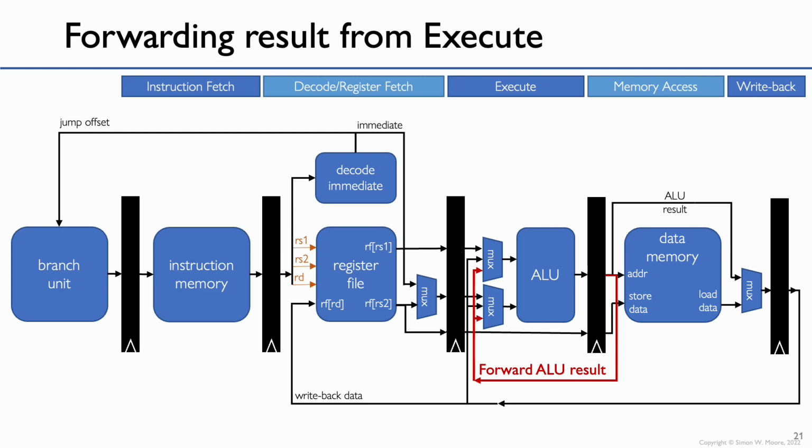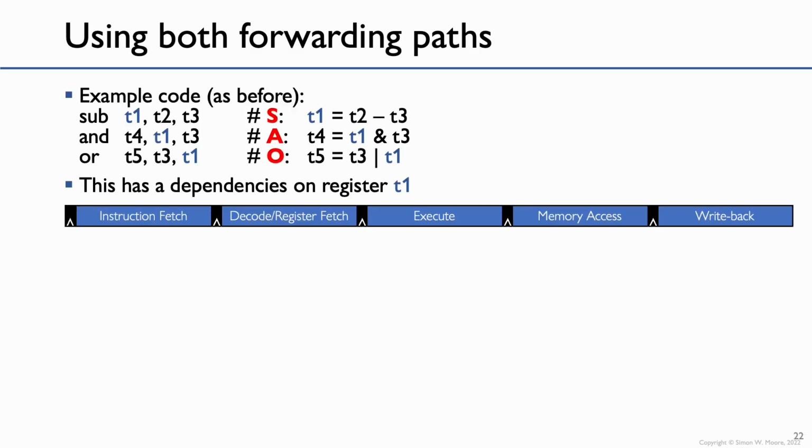Okay, and this then extends the multiplexers that we added earlier, because we've now got two forwarding paths, one from the write back and one from the ALU forwarding, as well as receiving the values that would come in from registers or from an immediate. Okay, so let's see what the implications are of this on our pipeline.